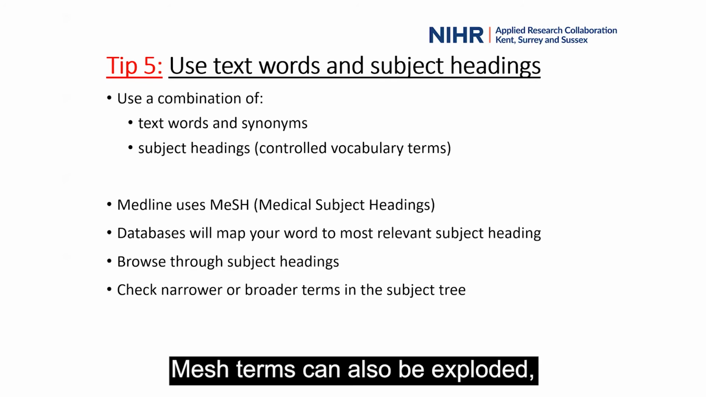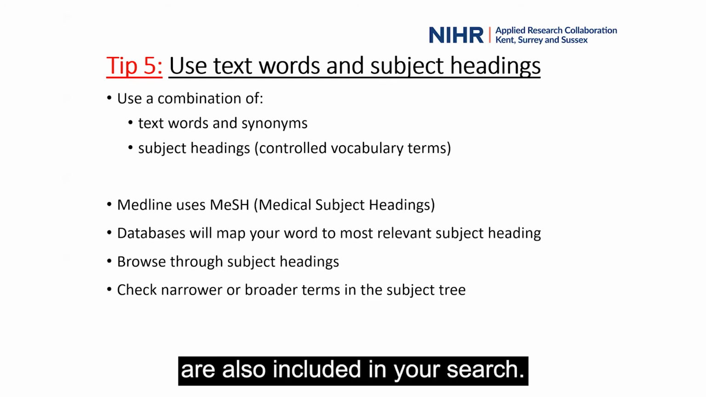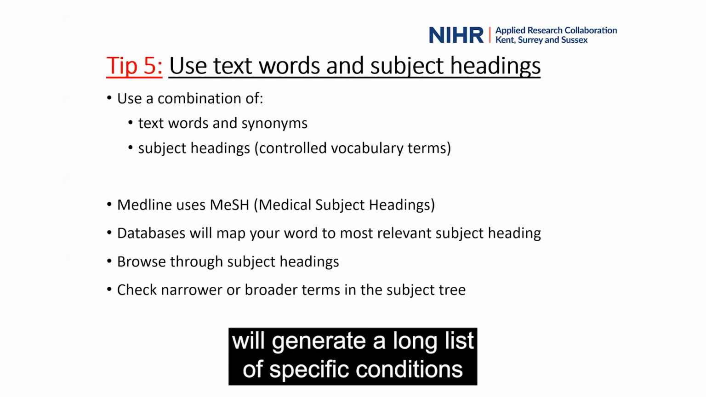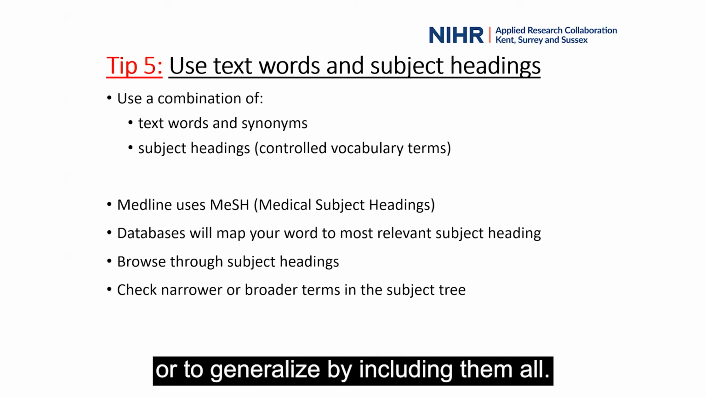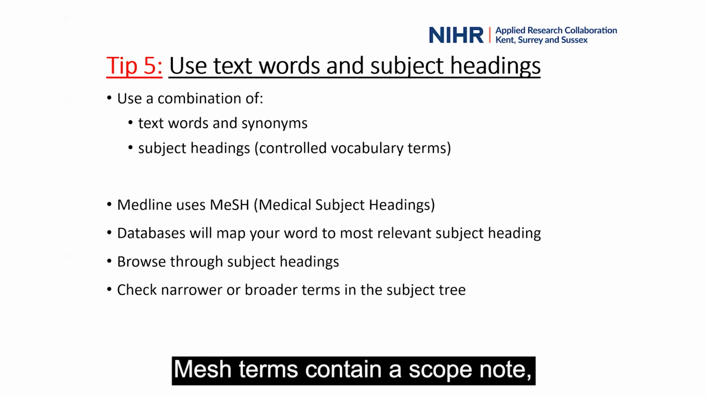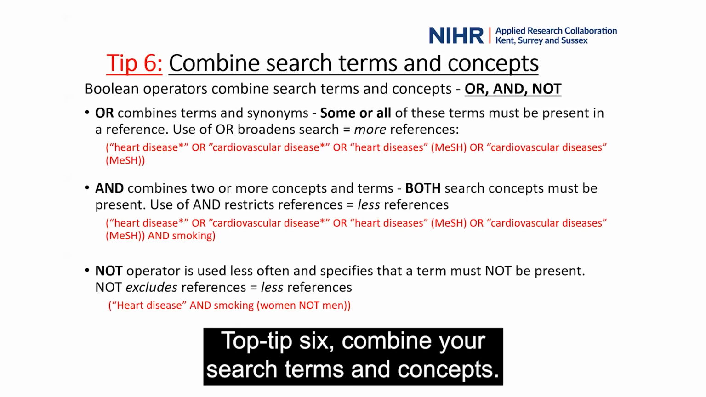MeSH terms can also be exploded, which means that all narrower terms are also included in your search. Exploding the MeSH term cardiovascular diseases, for example, will generate a long list of specific conditions and diseases, allowing you to be quite specific or to generalize by including them all. MeSH terms contain a scope note, which gives a definition of the term and can be used when unsure about precise meanings.